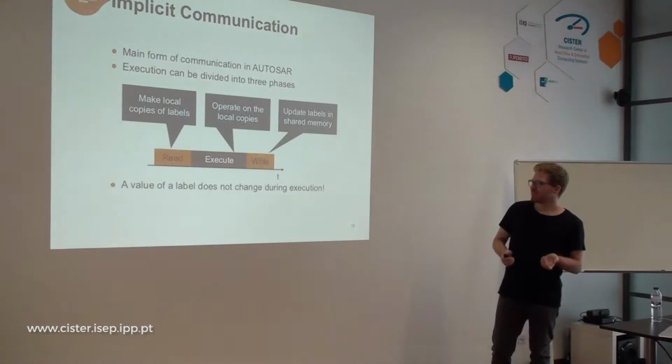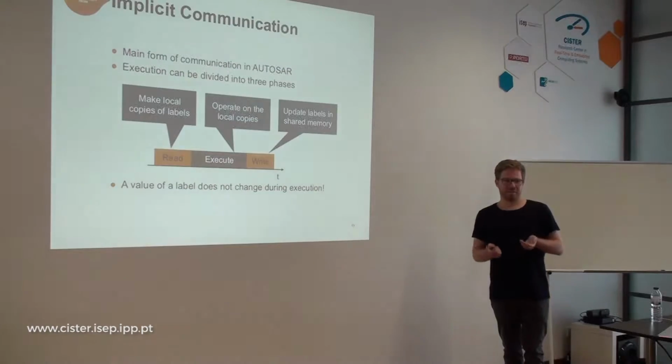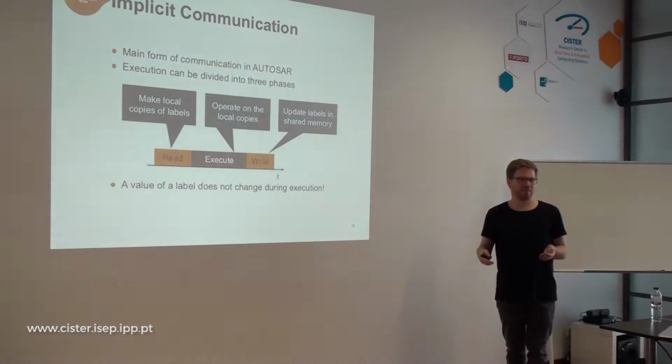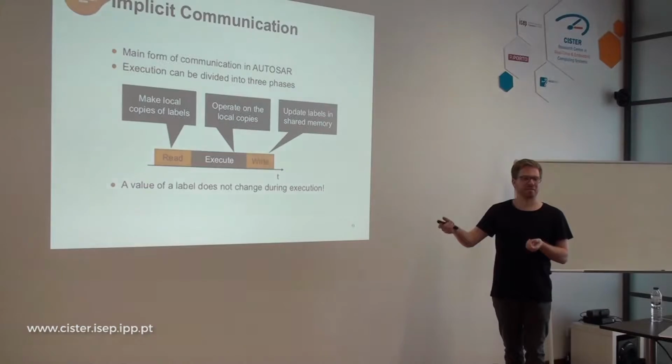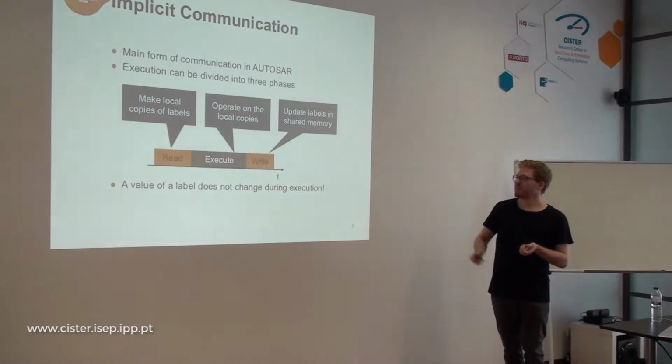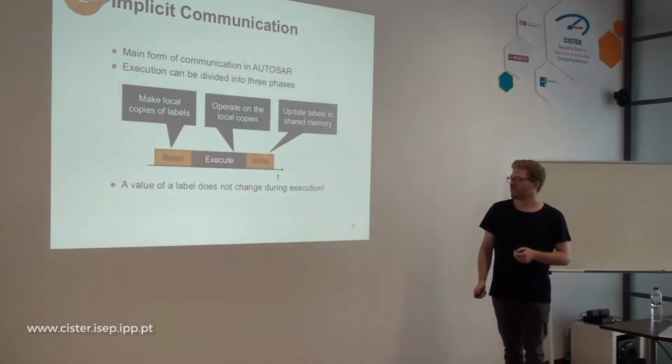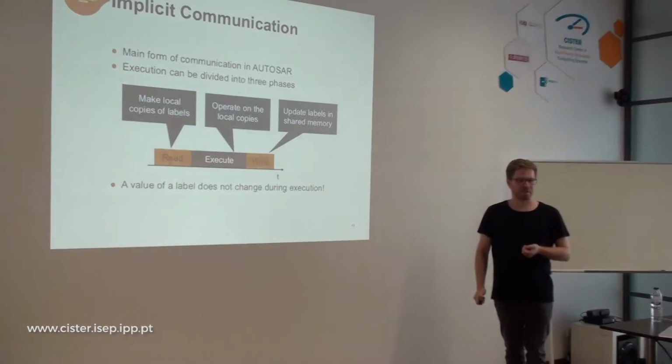Why is this nice? For control applications, it's nice because consecutive access to the same label during the execution phase always yields the same result. So even if some other runnable changes the value of the global label, from the perspective of this job's execution, nothing changes. And apparently that's good for control applications.